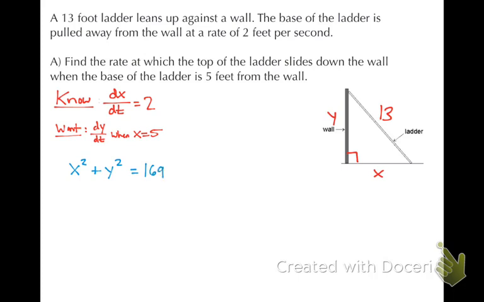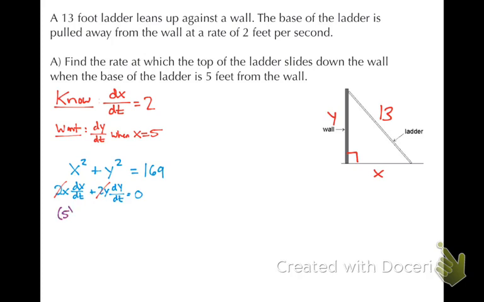Let's go ahead and differentiate both sides implicitly. 2x dx/dt plus 2y dy/dt, and the derivative of a constant like 169 will be 0. And for what it's worth, we could just divide both sides by 2 to make this a little bit easier to work with. Now, when we go to plug in what we know, for x, we'll plug in 5.